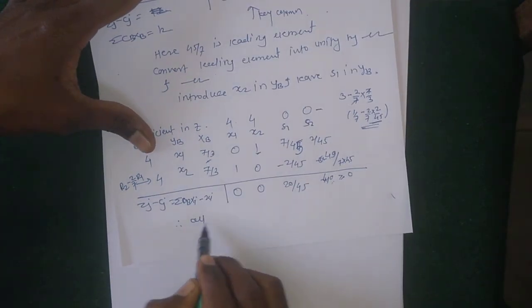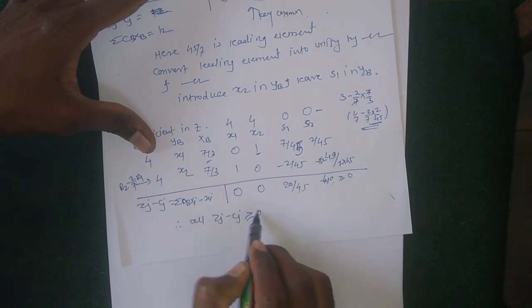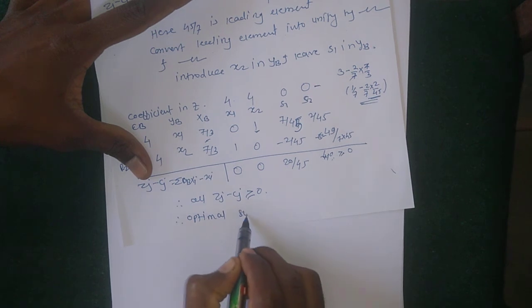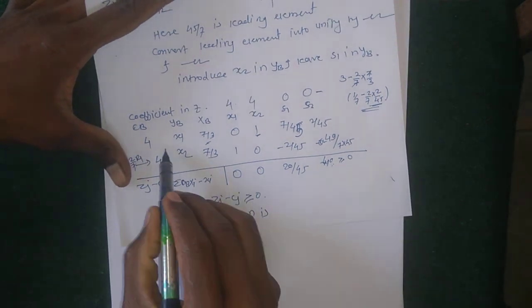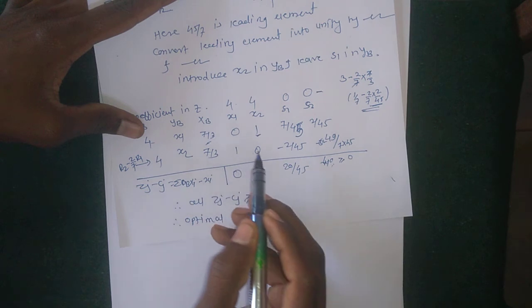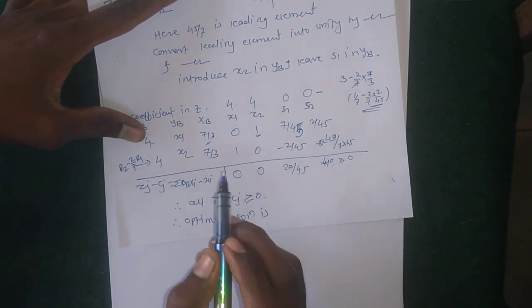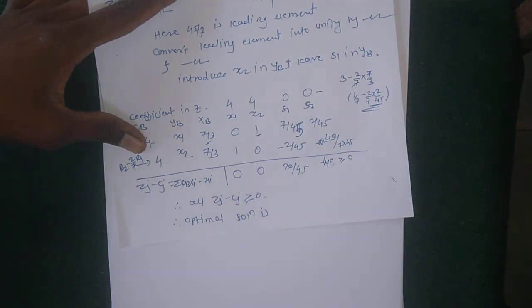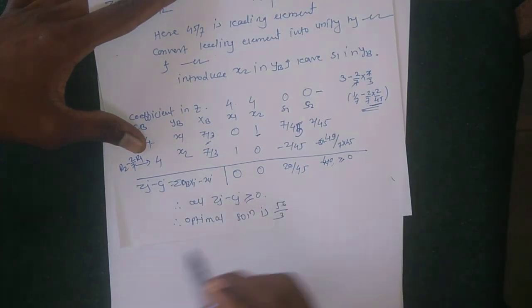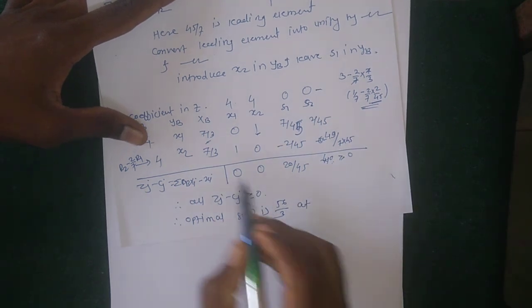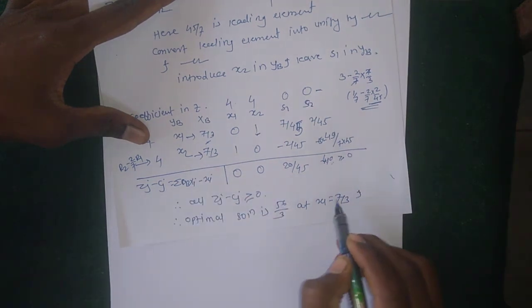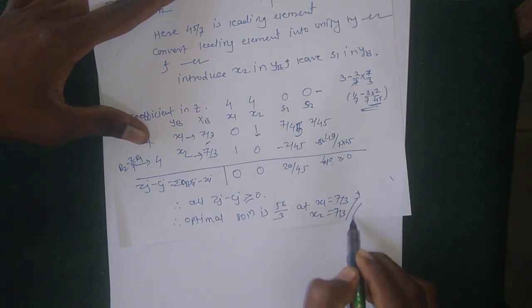So therefore all Zj minus Cj are greater or equal 0, and therefore this is optimal solution. The optimal value is 4 into 7 by 3, 28 by 3 plus 28 by 3, 56 by 3. At what value? x1 is equal to 7 by 3 and x2 is equal to 7 by 3. This is our optimal solution.